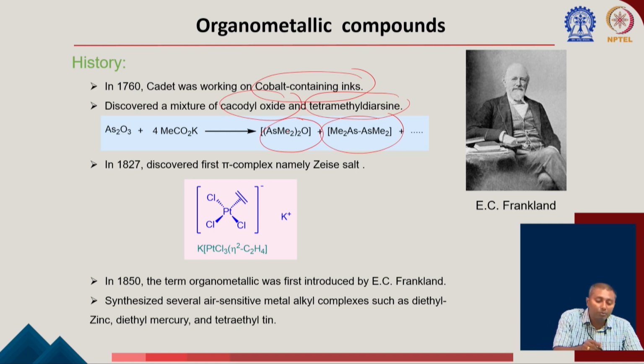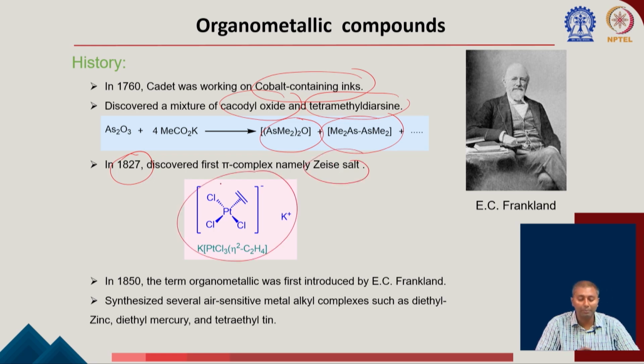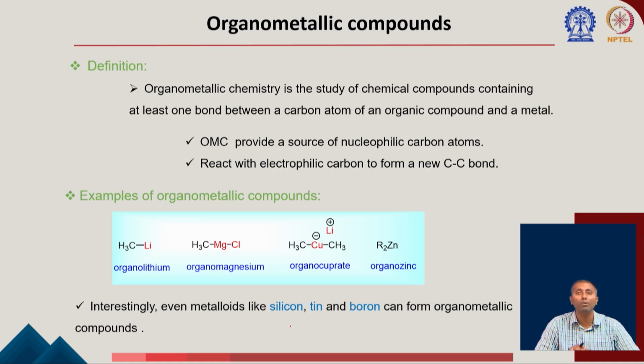And then in 1827, the first pi complex, which was Zeise's salt, was discovered, the platinum with the 3 chlorines and the pi bond. Then Frankland actually introduced the term organometallic in 1850, and several air and moisture sensitive organometallic compounds were synthesized using mercury and tin, like diethylzinc, diethylmercury, and other reagents.